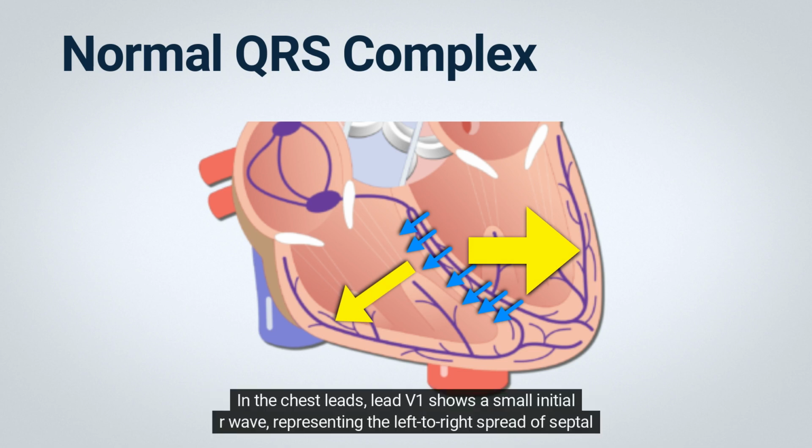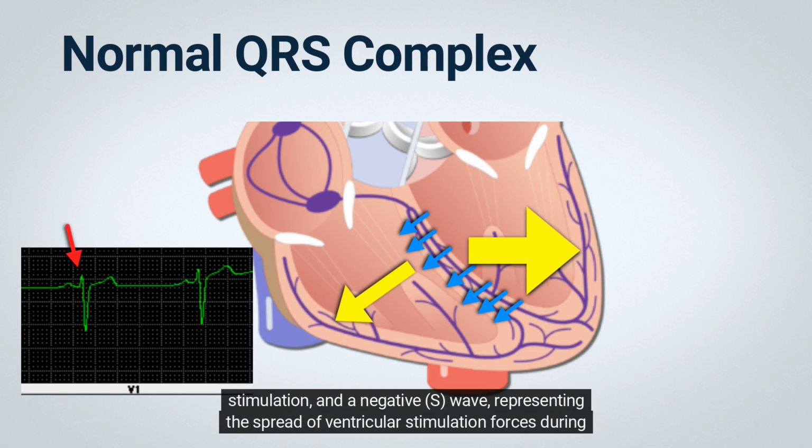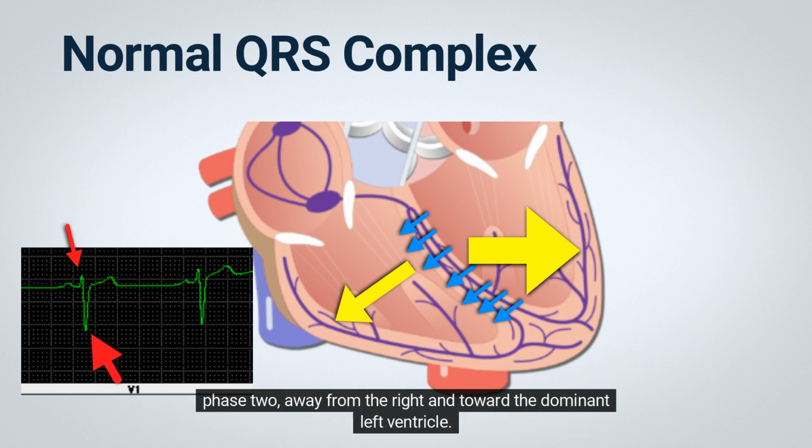In the chest leads, lead V1 shows a small initial R wave, representing the left to right spread of septal stimulation, and a negative S wave, representing the spread of ventricular stimulation forces during phase 2, away from the right and toward the dominant left ventricle.